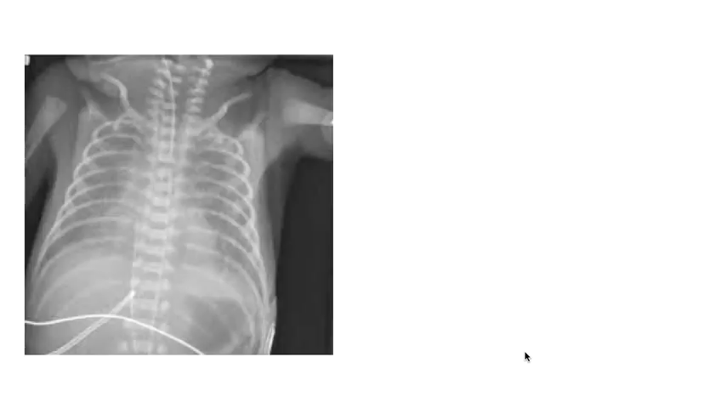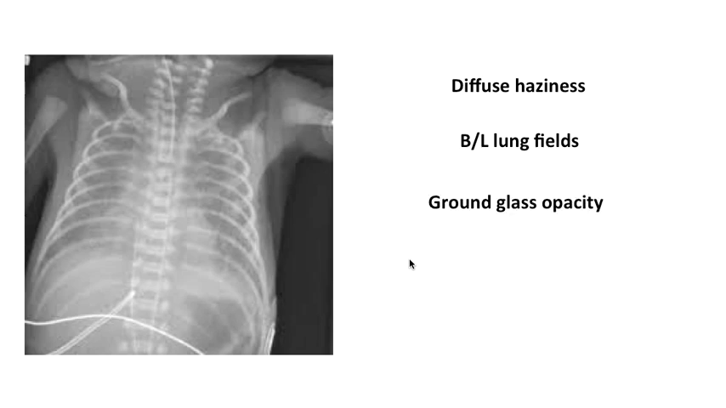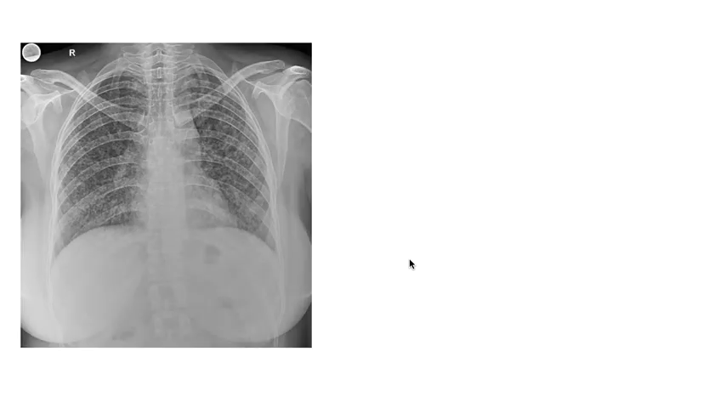Okay, so what is in this X-ray? So again, you cannot say opacity, right? So this X-ray has haziness. There is a diffuse haziness of the bilateral lung fields. So this kind of haziness we call ground glass opacity, and it is very typically seen in respiratory distress syndrome or RDS, also called hyaline membrane disease.